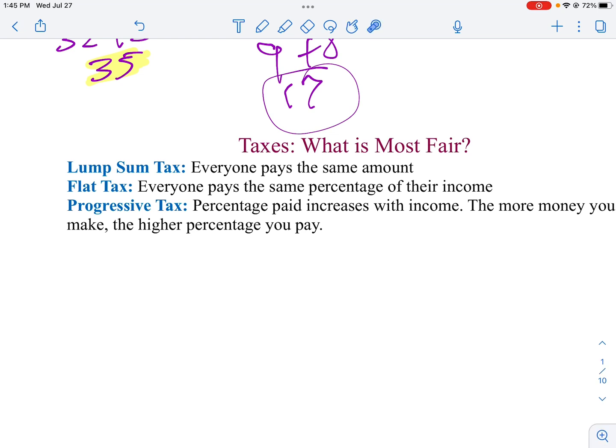Our first type is a lump sum. That is, no matter what you make, you pay the same amount of tax. So think of it as you start with a job, and before you do anything, you have to pay the government the money that you owe them.